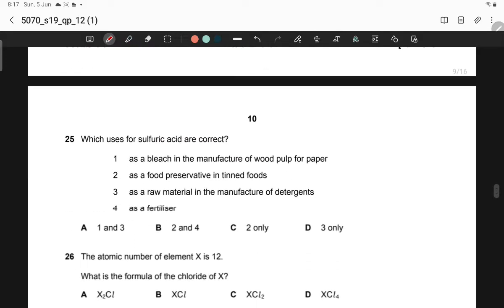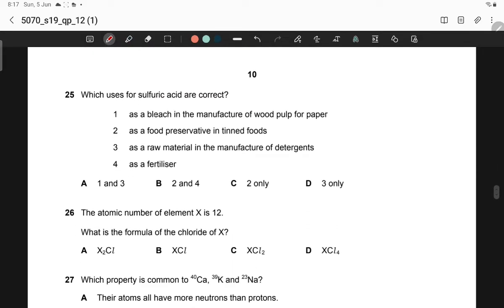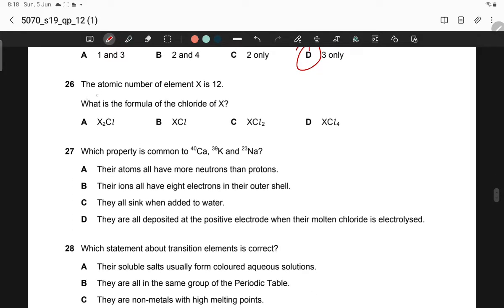Which uses for sulfuric acid are correct? As a bleach in the manufacture of wood pulp, as a food preservative in tins, as a raw material in the manufacture of detergents, and in making fertilizers. D is correct. Question number 26. The atomic number of X is 12. What is the formula of the chloride of X?